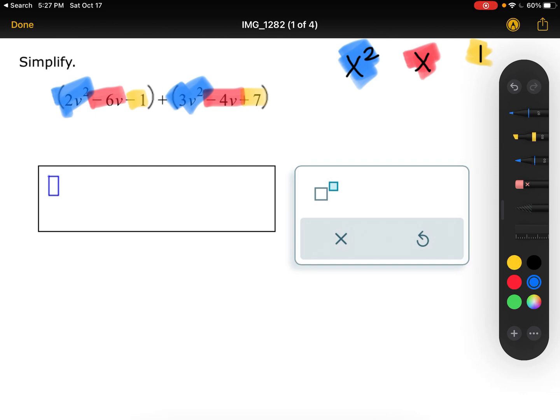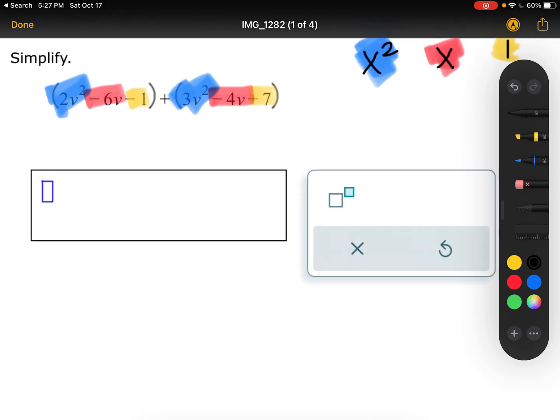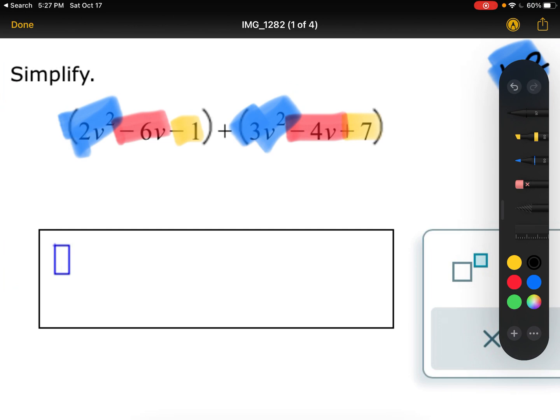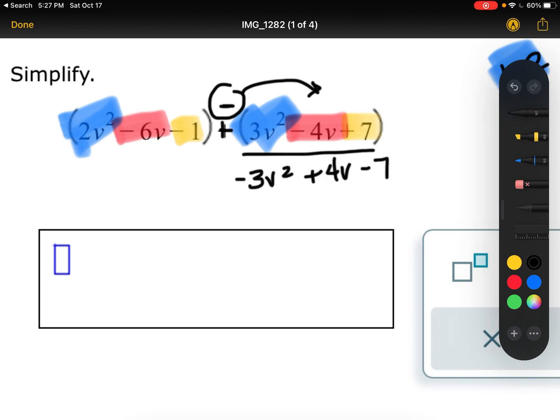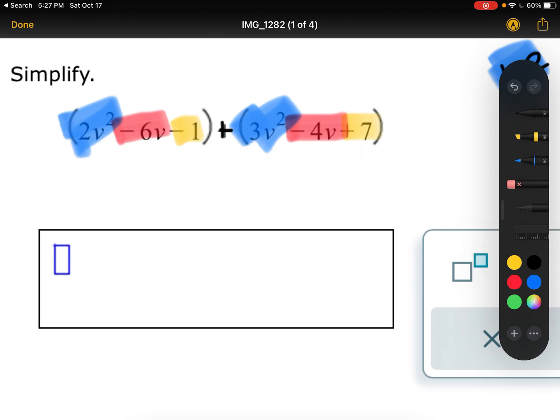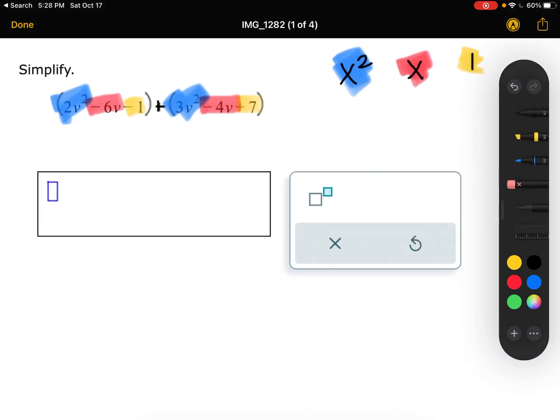Now, at some point you're going to come across a question where there is a negative in the middle instead of a plus. Here it's a plus, so these stay the same. If this was a negative, the second set of terms would switch signs. So it would become negative 3v squared plus 4v minus 7. But because it's not, we're not going to worry about that. Just keep that in mind in the event you get that question, because at some point you probably will.